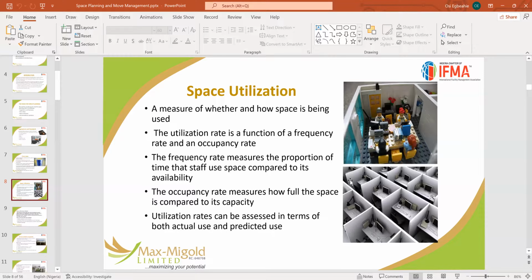Space utilization. A measure of whether and how space is being utilized. You look at the space, I look at the number of staff that can be there, and you now calculate that. You know the exact standard that is required. Utilization rate is a factor of a frequency rate and occupancy rate. Frequency rate measures the proportion of time that staff use the space compared to its availability.